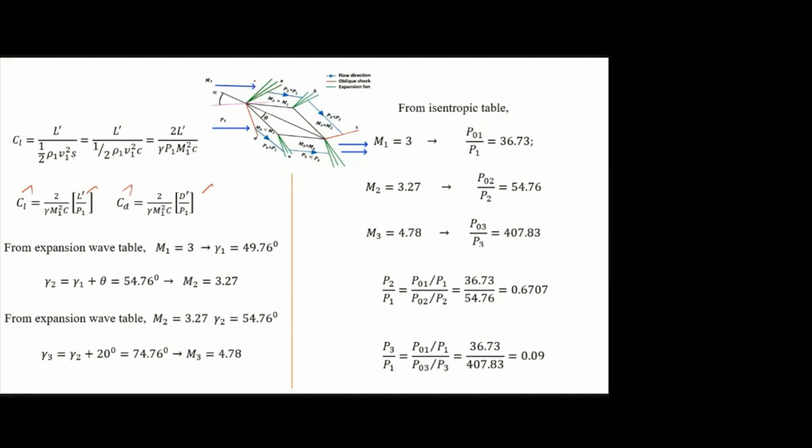First, we are finding P2 by P1. So we know the M1, using the Prandtl-Meyer function we find nu 1. Then using this formula, we find nu 2. Then again using the table, we can find M2. This procedure we explained in the last class itself. So here we found P2 by P1. Then across this, we know M2, I can find nu 2, but it is the same only. Then I can find nu 3 using this formula. Now see, theta is 20 degrees.